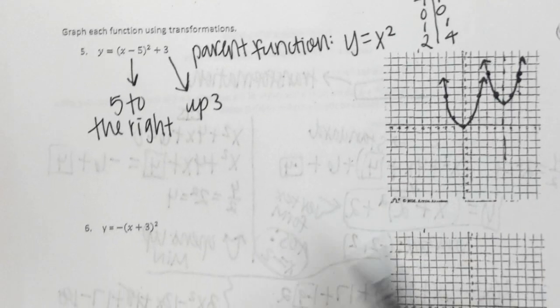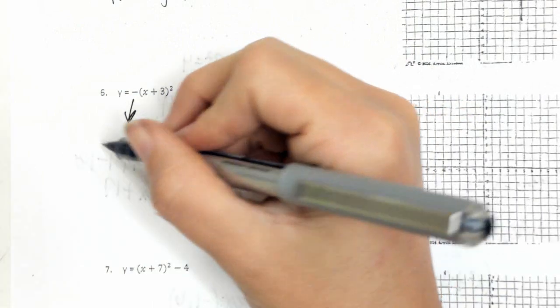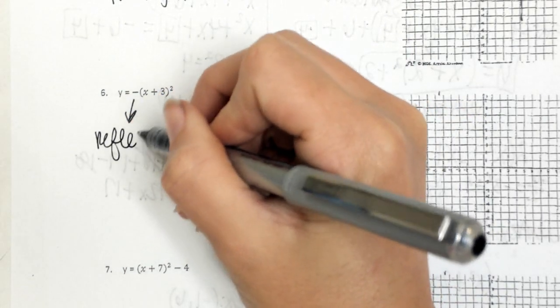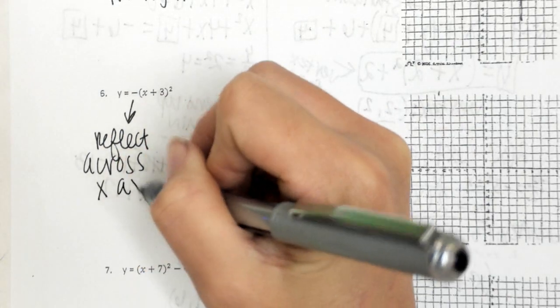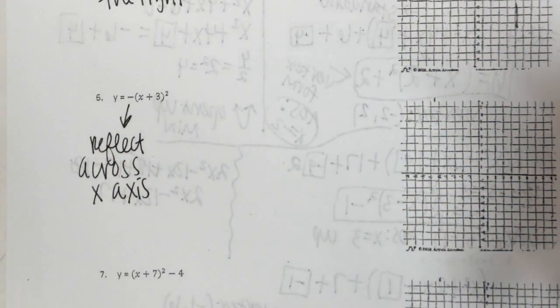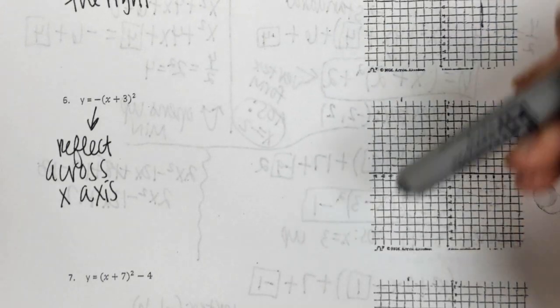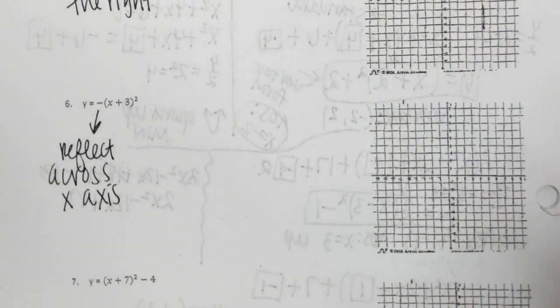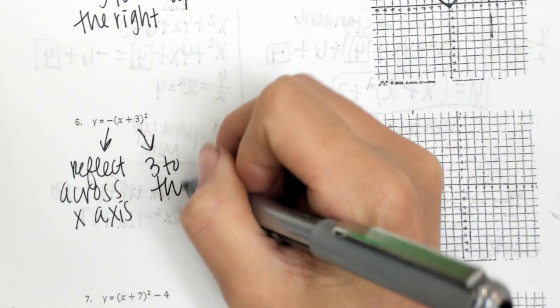So before we graph this, let's talk about what this is going to do to the parent graph. That negative, if you can remember, is going to reflect it across the x-axis. And remember, if you flip something across the x-axis like this, it's just flipping it upside down. Okay, and this 3 is going to move it 3 to the left.